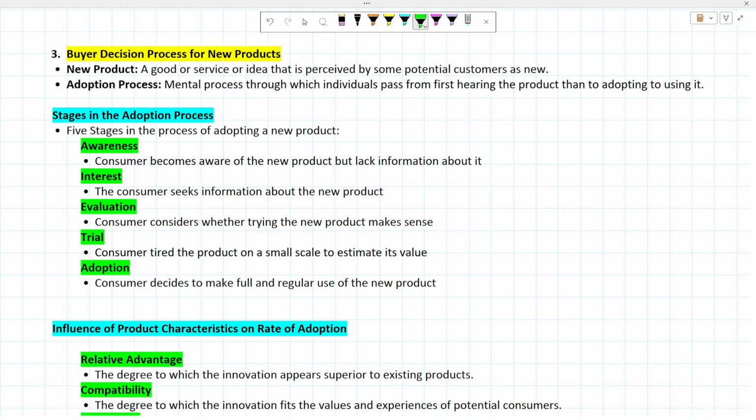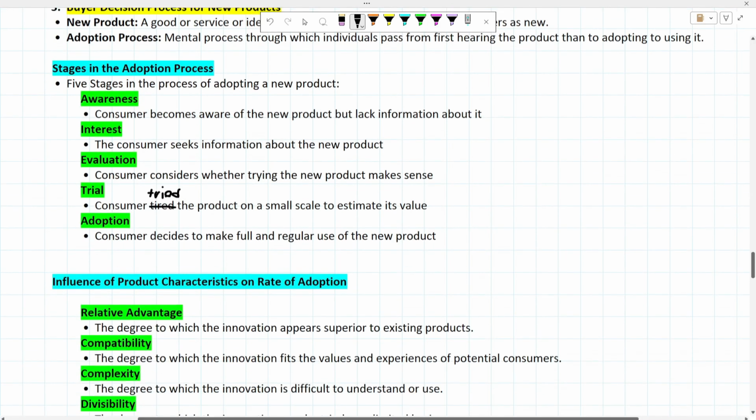Then you have trial. Consumers tried the product. So I should write tried. I'll just write it like that. They tried the product on a small scale to estimate its value. Adoption. The consumer decides to make full and regular use of the new product. They adopt the product into their livelihood.